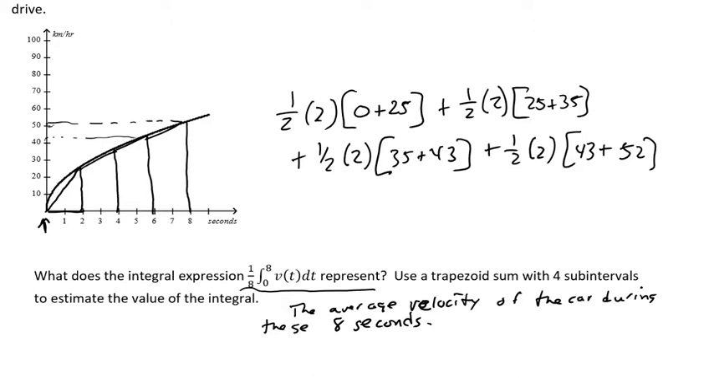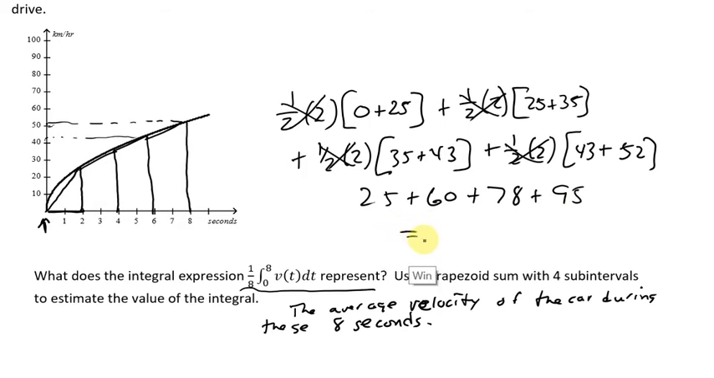These cancel. 1/2 times 2 is just 1. So I've got 25 plus 25 and 35 makes 60. Plus 35 and 43 makes 78. Plus 43 and 52 make 95. Add those up. Okay. So 25 and 95 make 120. 180 plus 78 is 258.